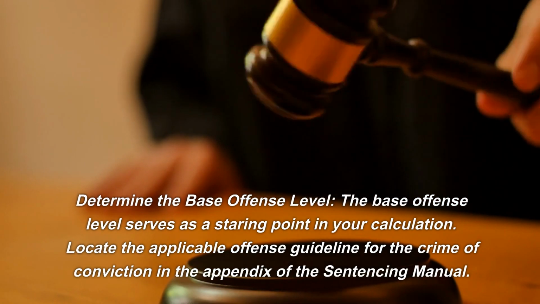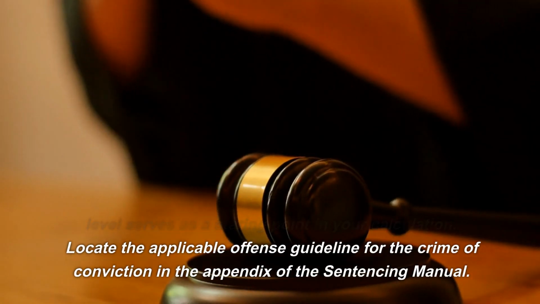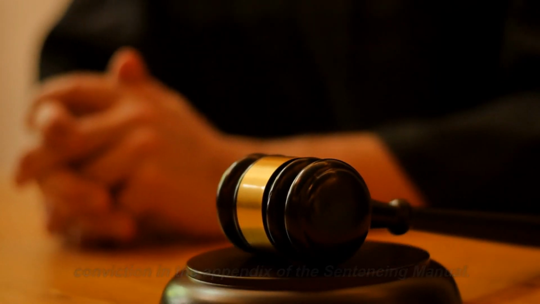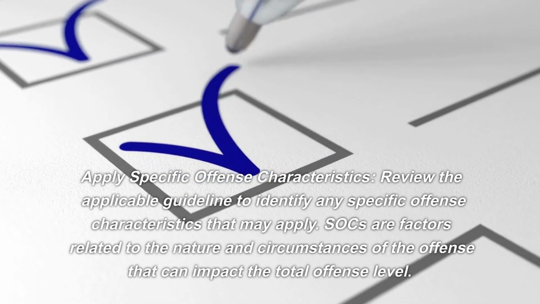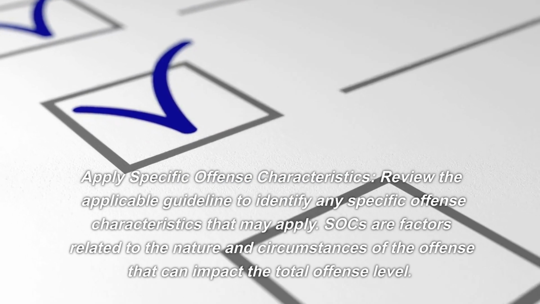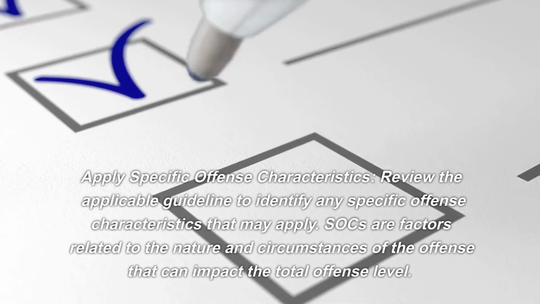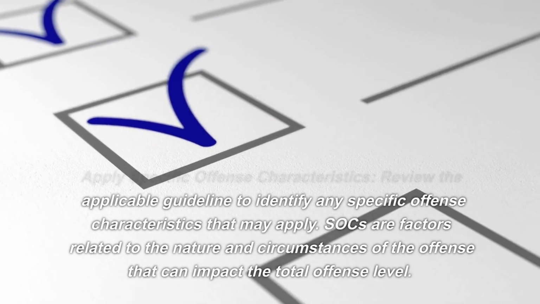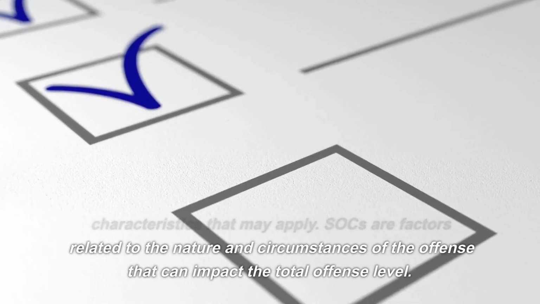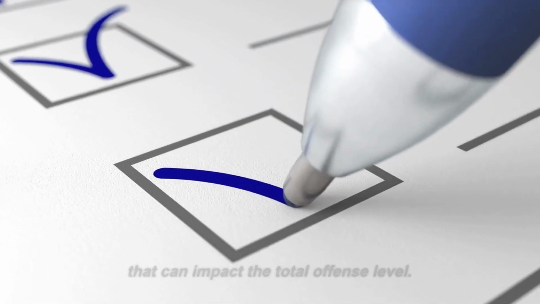Locate the applicable offense guideline for the crime of conviction in the appendix of the Sentencing Manual. Apply specific offense characteristics. Review the applicable guideline to identify any specific offense characteristics that may apply. SOCs are factors related to the nature and circumstances of the offense that can impact the total offense level.